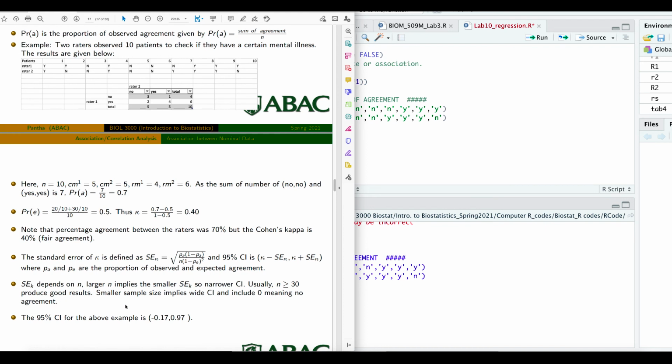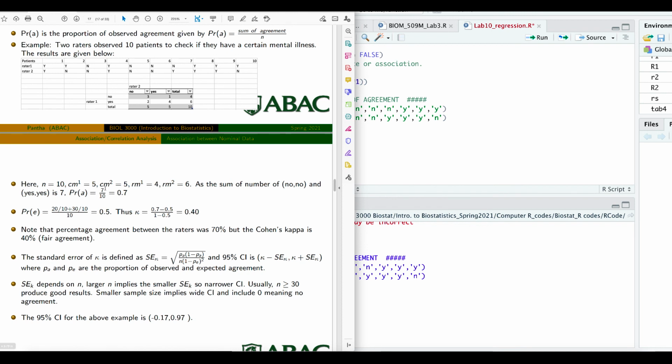The standard error of kappa is defined by SEK equals the square root of PA times 1 minus PA over N times 1 minus PE squared. That's the standard error formula. And the 95% confidence interval will be kappa minus SEK to kappa plus SEK, where PA and PE are the proportions of the observed and expected agreement. So SEK depends on N. You see that there is N here. So larger N implies smaller SEK, and so a narrower confidence interval. Usually N greater than or equal to 30 produces good results.